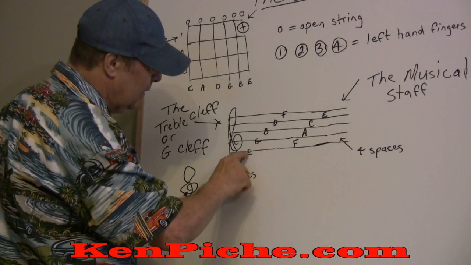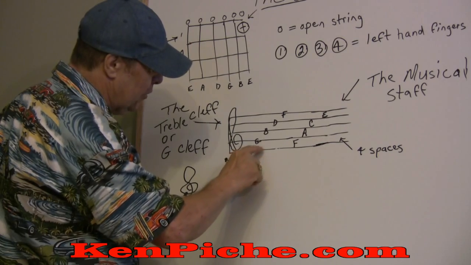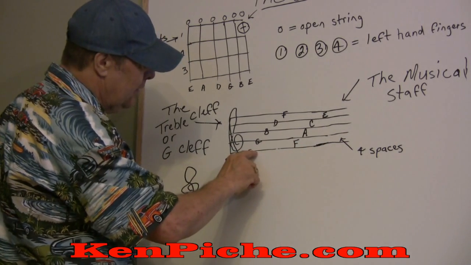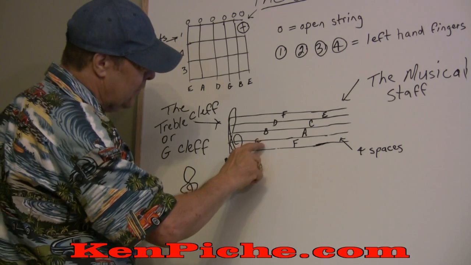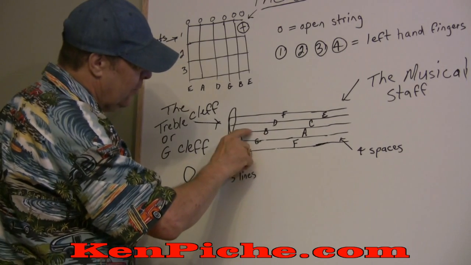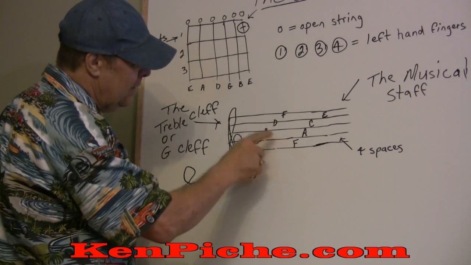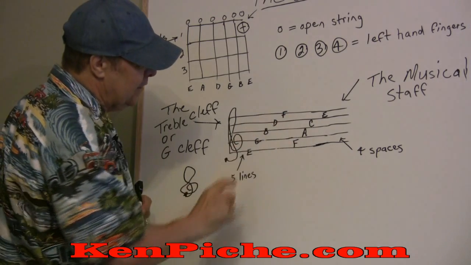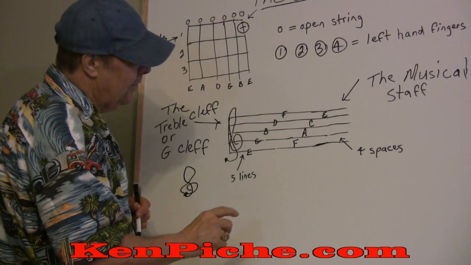And this is called, when we put a note around there, it's called E. That line is called E. The second line of the staff is called G. The third line of the staff is called B. The fourth line of the staff is called D. And the fifth line of the staff is called F.